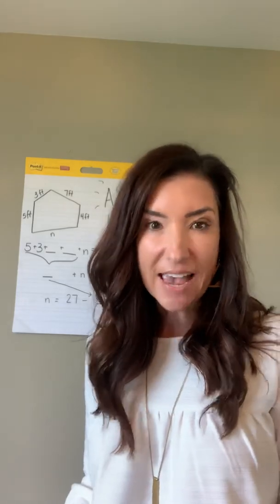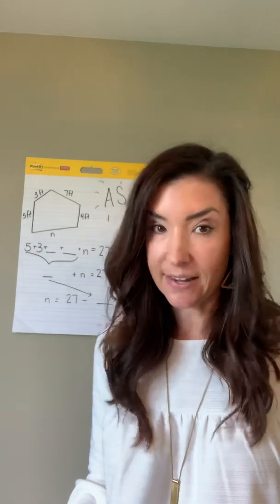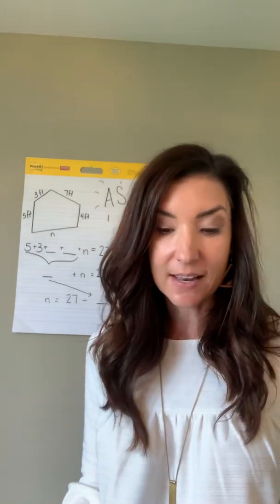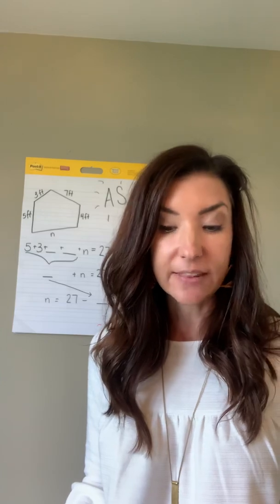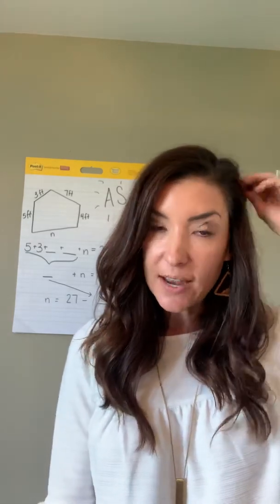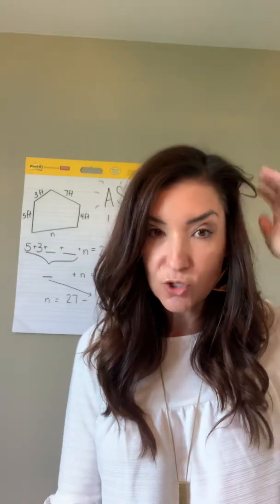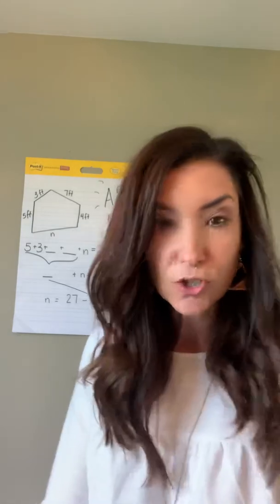It's lesson 11.3. It's algebra, so fun. Find unknown side lengths. Our I can statement today is: I can find the unknown length of a side of a polygon when you know its perimeter. I'm going to give you the perimeter and you are going to solve to find the unknown. This is actually kind of fun.